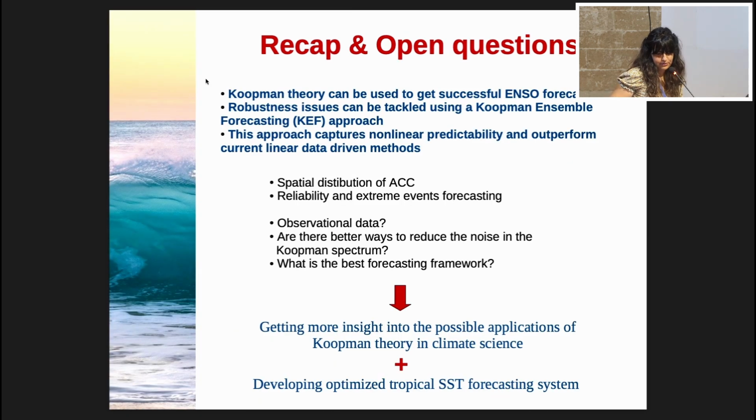So let's go to the recap and some open questions. What we have seen is that we can use Koopman theory to get successful forecasts. And we also know now that there are robustness issues that can be tackled using our Koopman ensemble forecasting approach, and that this approach is able to capture nonlinear predictability and to outperform the current state-of-the-art LIM data-driven methods. We also have had a look at some other things, for example, the spatial distribution of the ACC, and we have gotten some interesting results. And also the reliability of the forecasts and the extreme events forecasting.